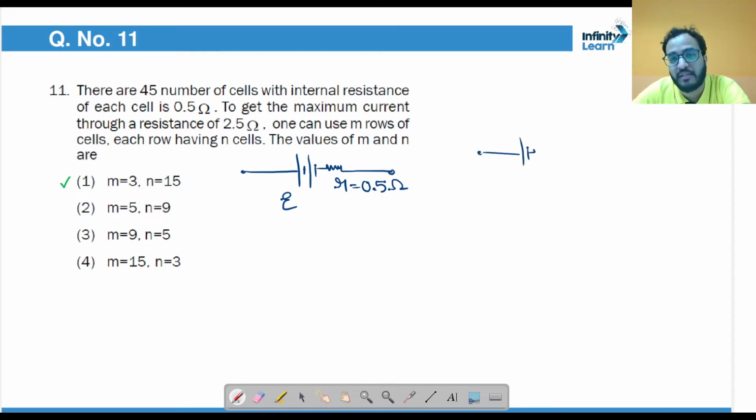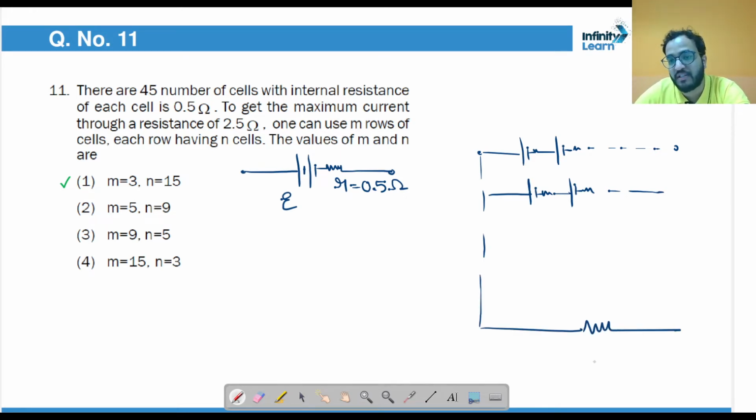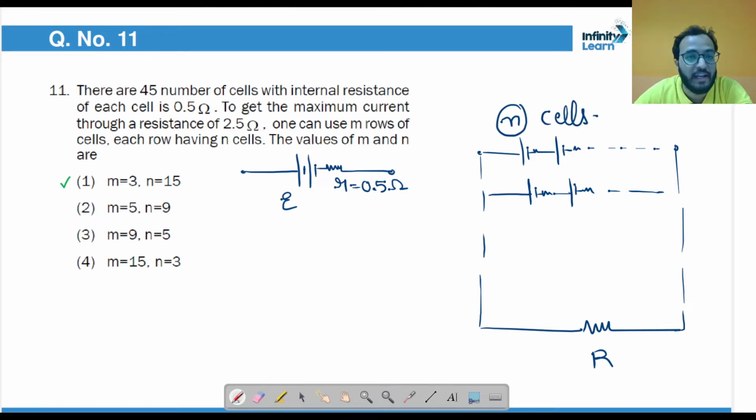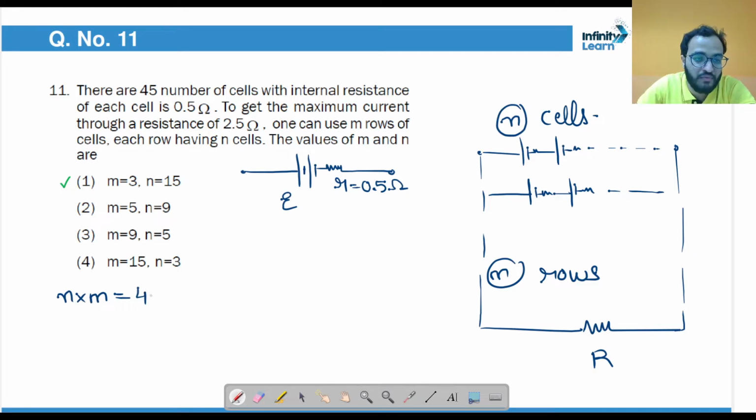Now they want that, how many cells should be connected in series and how many rows like these should be connected so that the power output at the final output resistance R is maximum. Do you understand? So we have n cells in a row and m rows. So overall n into m is equal to 45, right? This is the total number one.